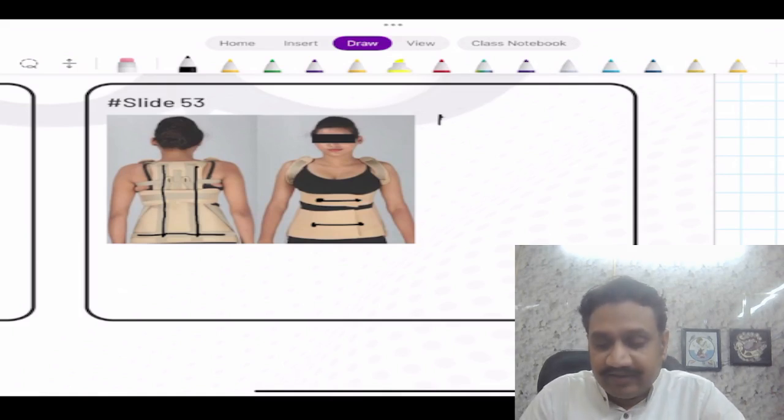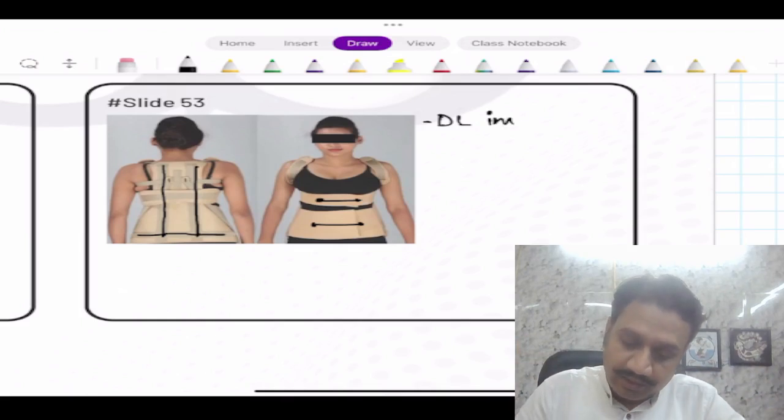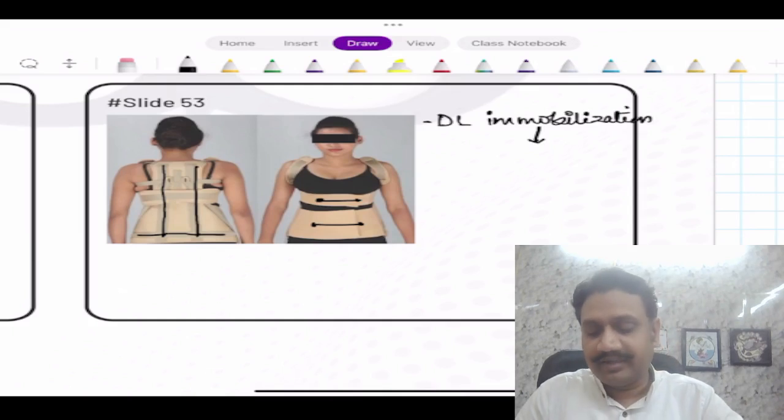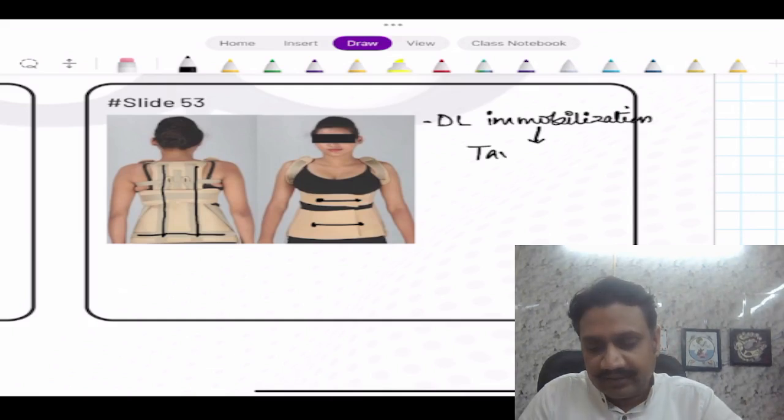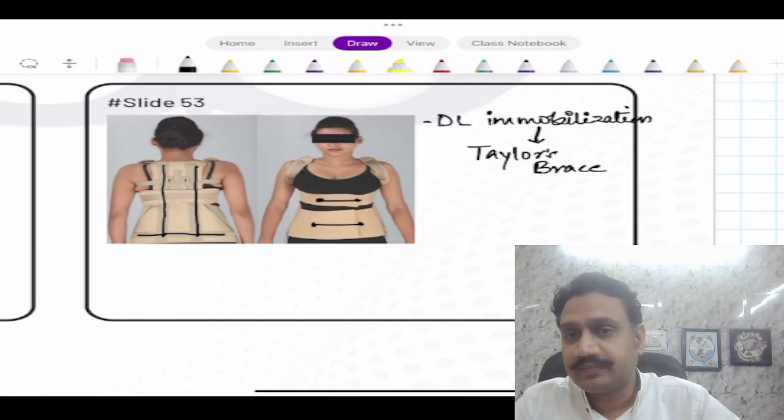This one is giving this lady the advantage of the dorsal spine and the lumbar spine being blocked. So dorso-lumbar immobilization, right? And for this dorso-lumbar immobilization, the splint is called as Taylor's brace. This is called as Taylor's brace. All right, this is Taylor's brace for dorso-lumbar immobilization.